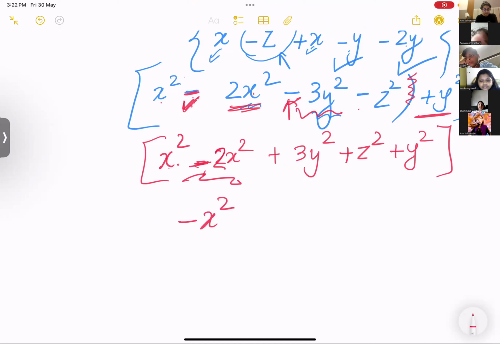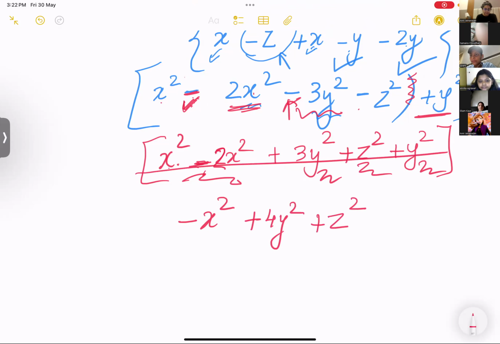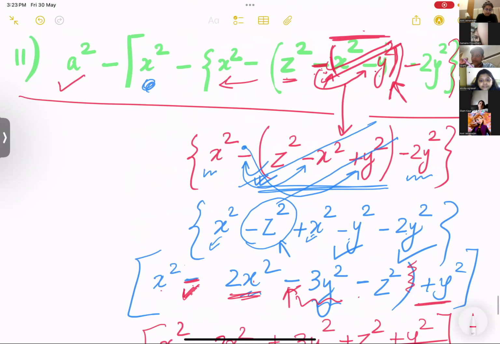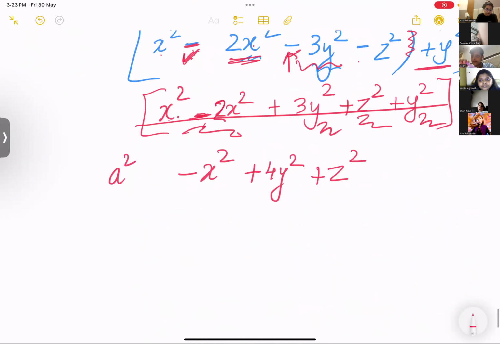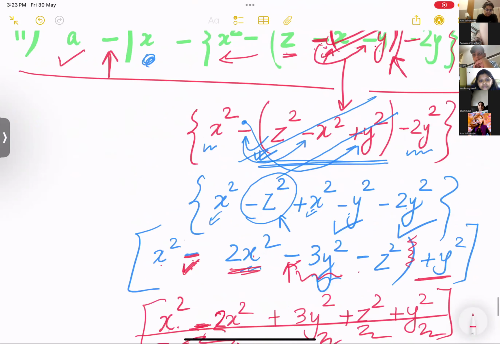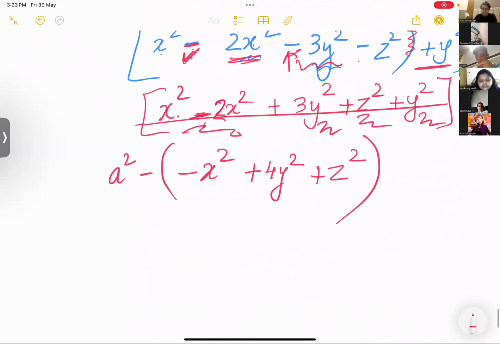What is the next term? I have a y square. I have another y square. Ma'am, 4y square. And now I'm left with again a z square. I write it like this. Okay? All these have been simplified. What is left? A square, right? So I'm going to write a square and now see what is there. A square ke baad there is a minus sign. I will write a minus and then a bracket.